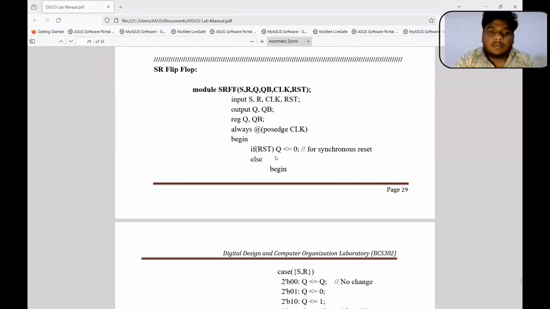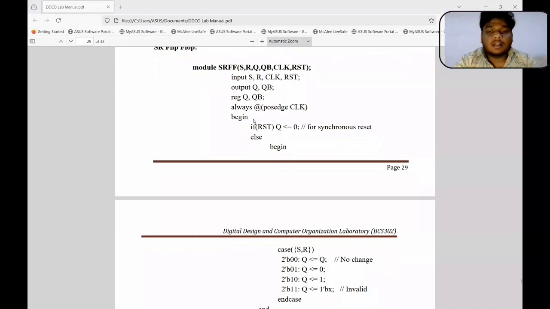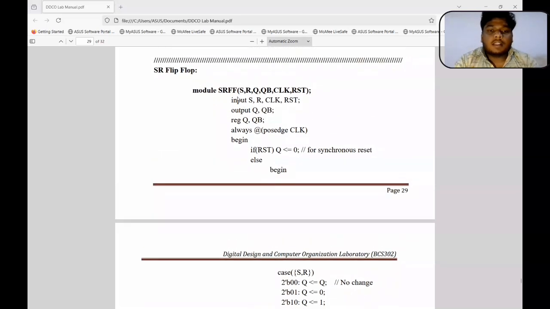Next is SR flip-flop. This is the Verilog code for SR flip-flop. I am taking SRFF for the module name. S and R are inputs. Q and QB are outputs. QB is a complementary output of Q.